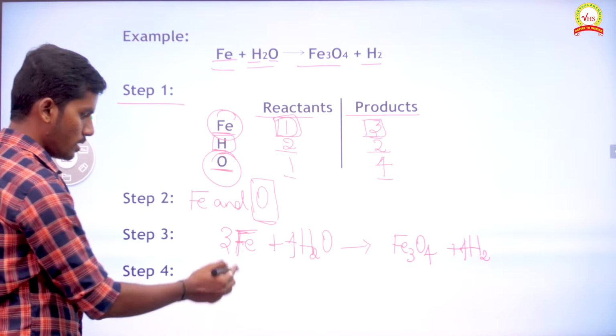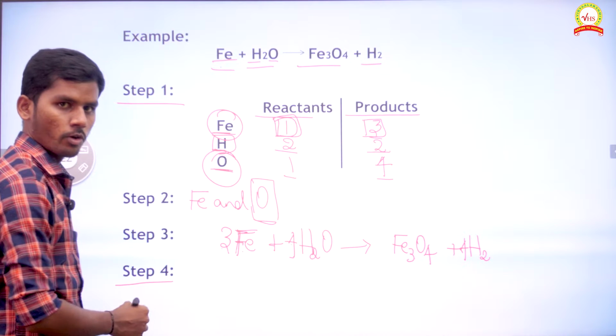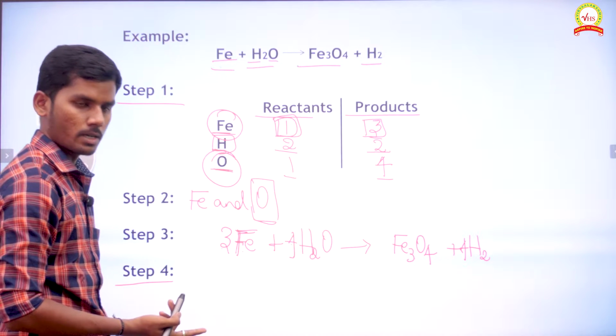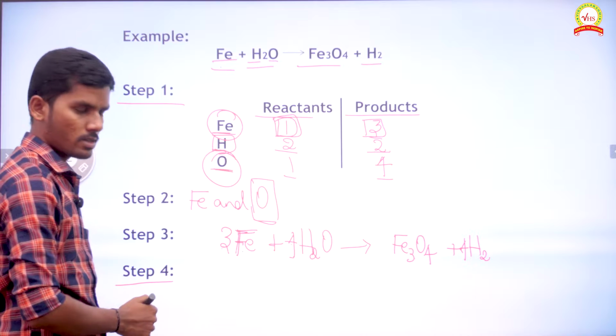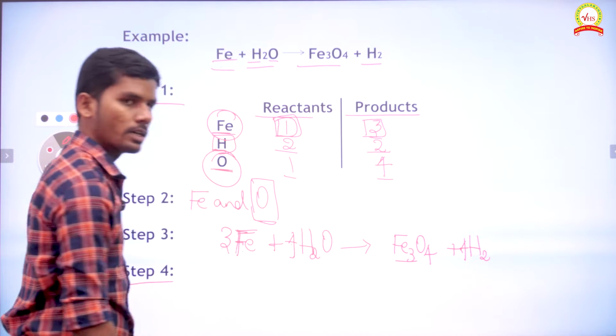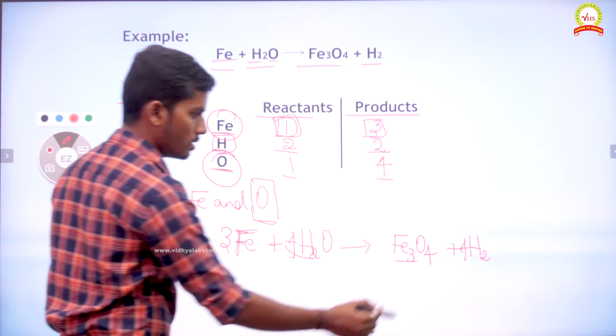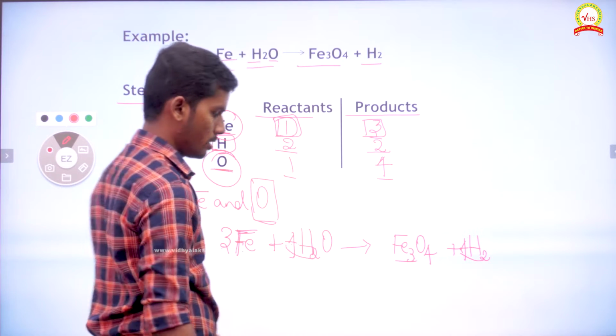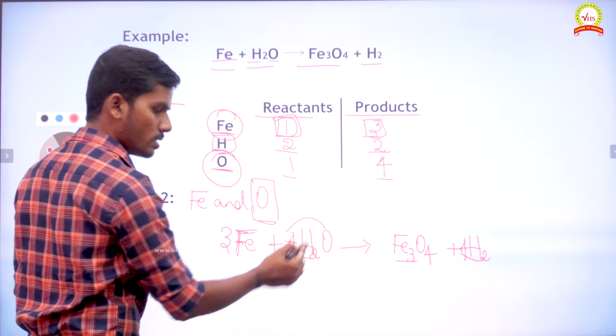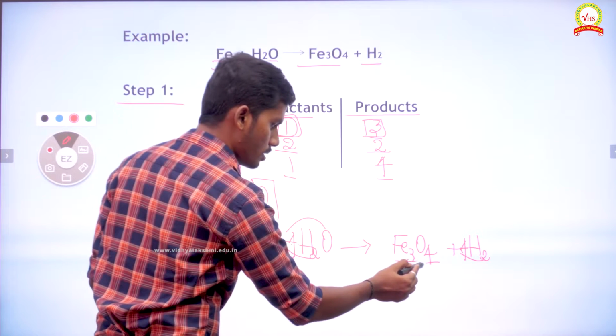Now if you check step 4, what is step 4? Recheck the balanced chemical equation. 3 Fe, okay, and then on the product side it is also 3 Fe. The next thing is hydrogen, 4 2s are 8 hydrogen, here also it is 8 hydrogen. Oxygen, 4 oxygen here on the reactant side, here also it is 4.